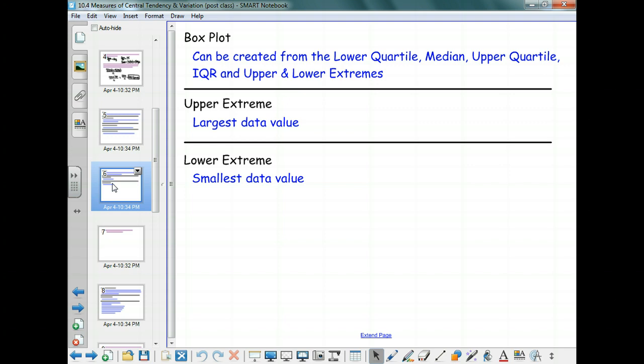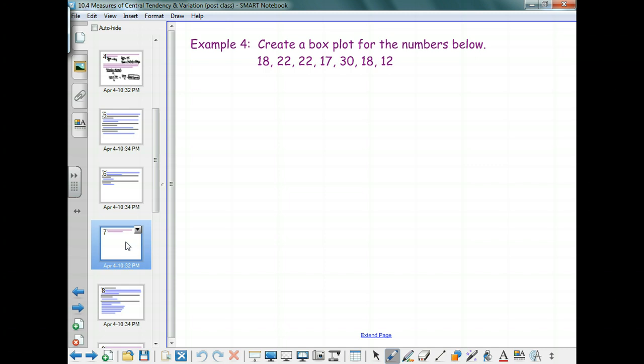So, yeah, something about that just doesn't sound like it's false. I don't know. Maybe it's just my imagination. Maybe wishful thinking. But these lower values, these upper values, the actual upper extreme is the absolute largest, and the absolute lowest is the lowest lower extreme. Okay? All right, so we're going to create a box plot.